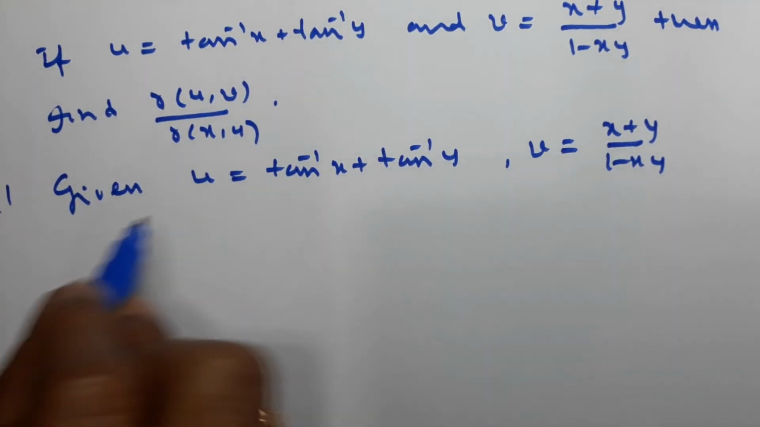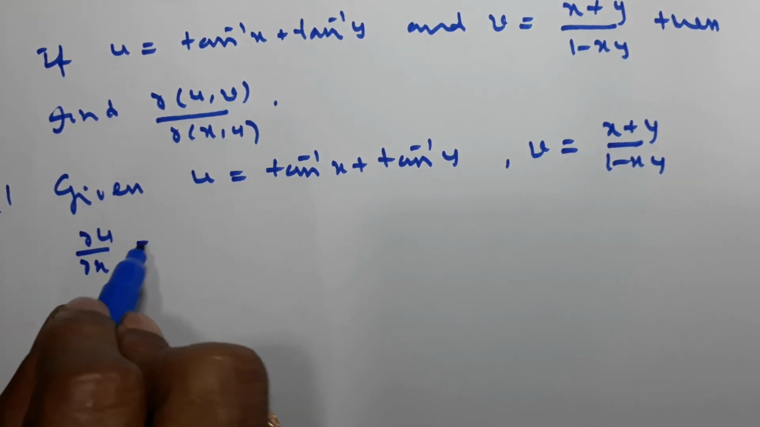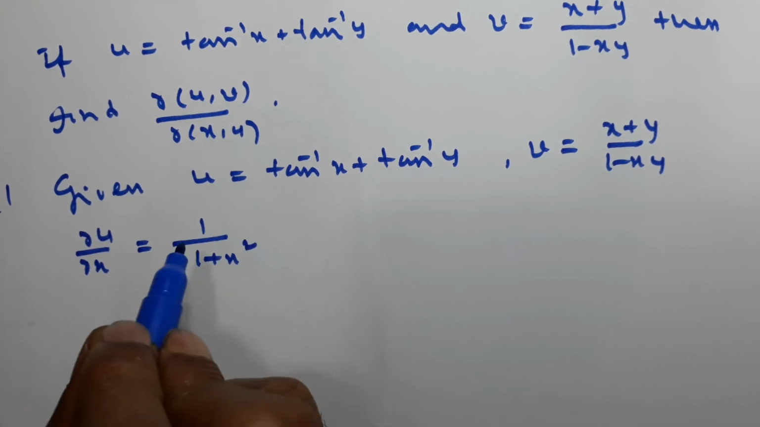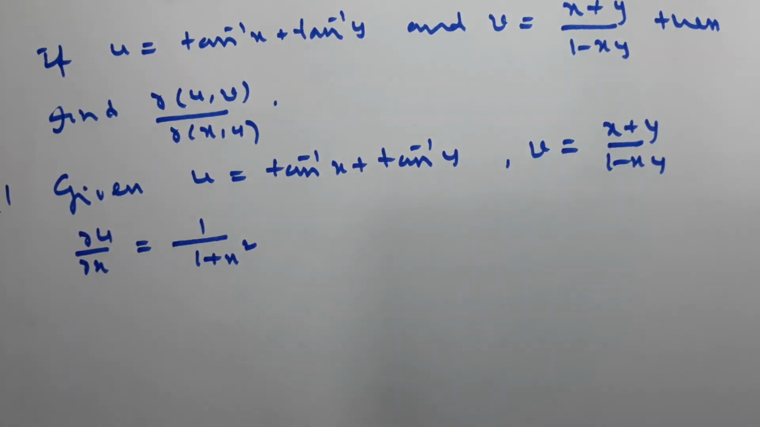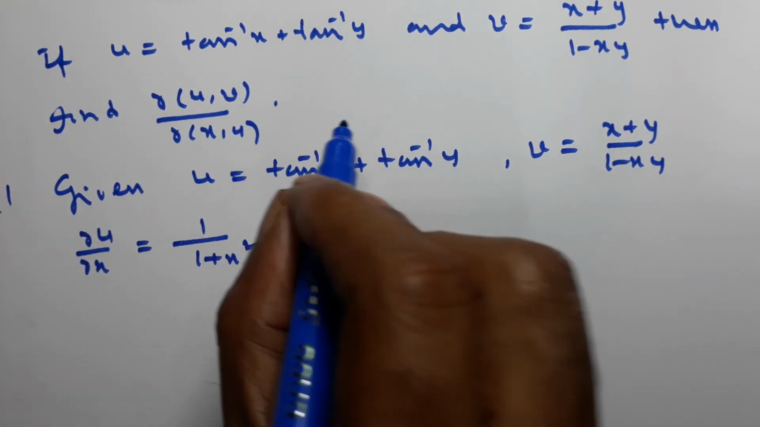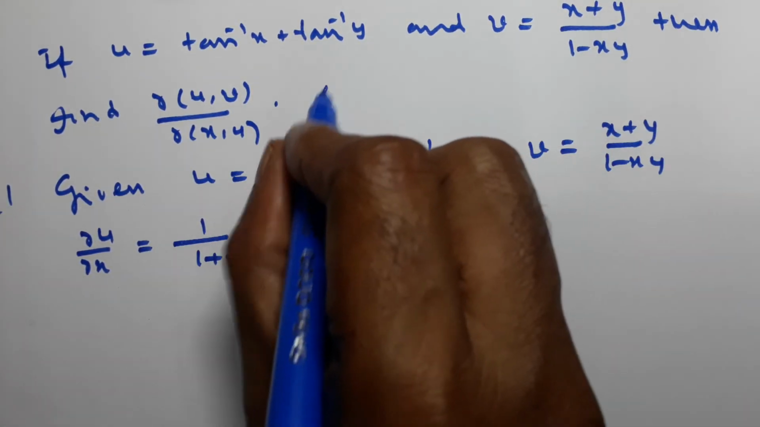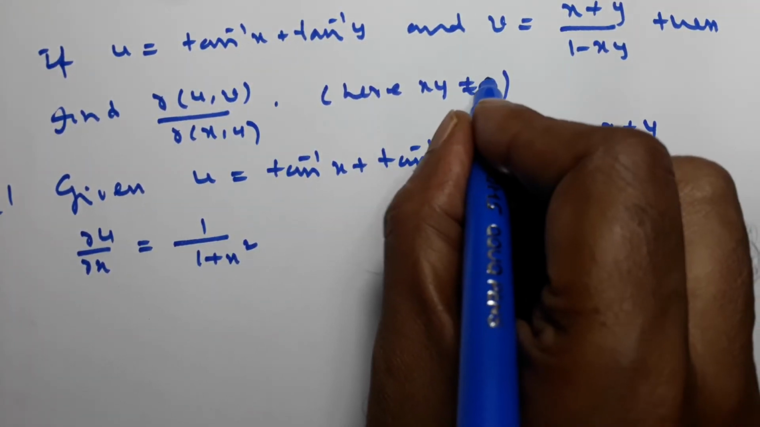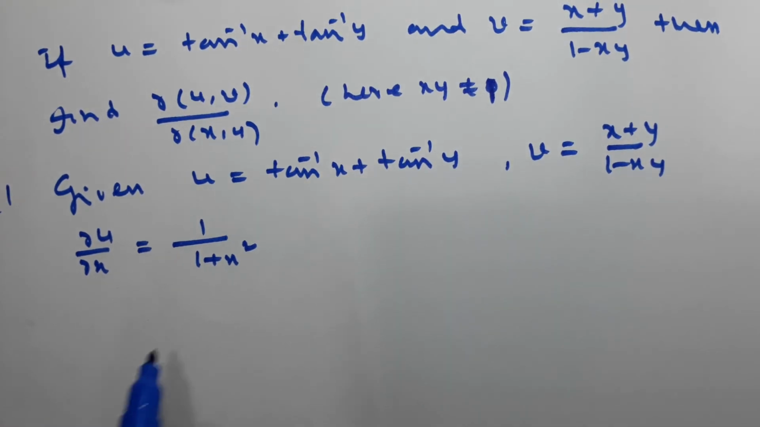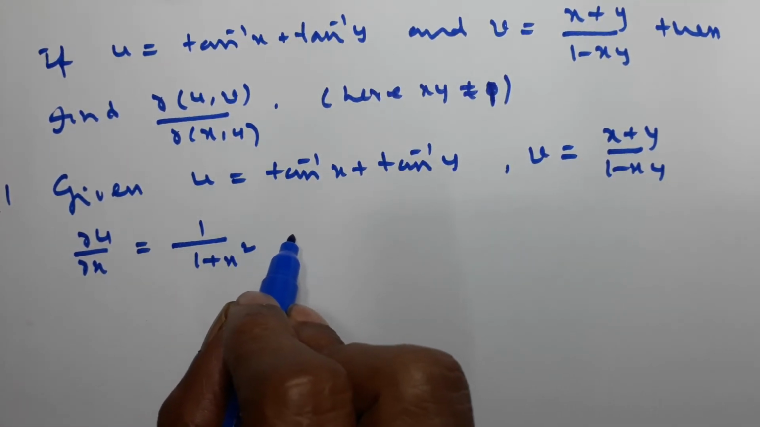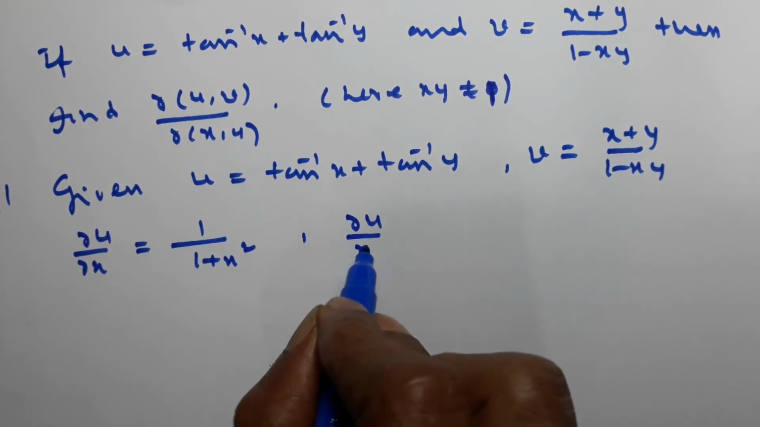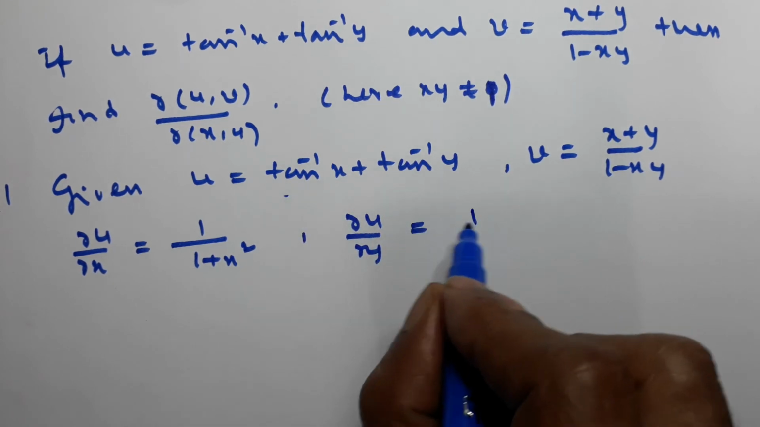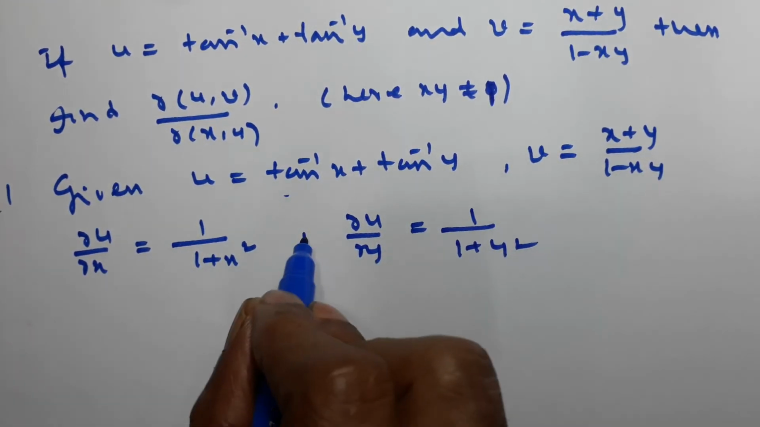Right. u can be differentiated first of all with respect to x. Dou u by dou x is equal to 1 by 1 plus x square. Here we take the condition xy not equal to 1, right? So dou u by dou y is equal to, with respect to y differentiation, this is 0 and the remaining is 1 by 1 plus y square.